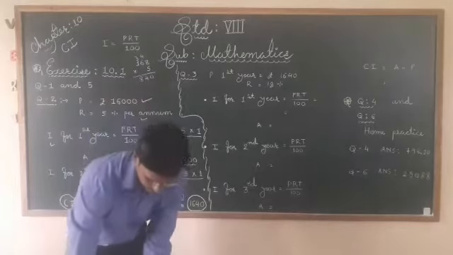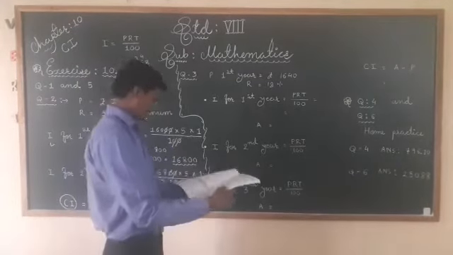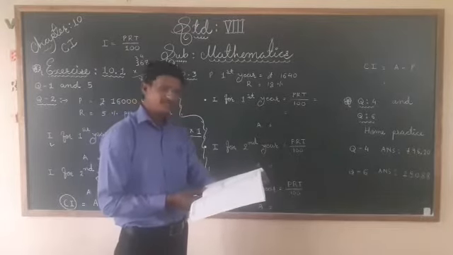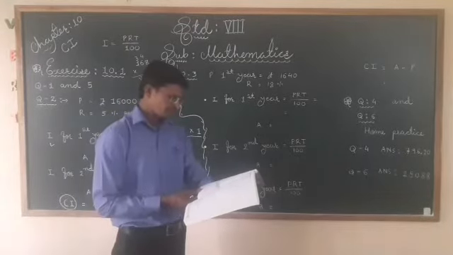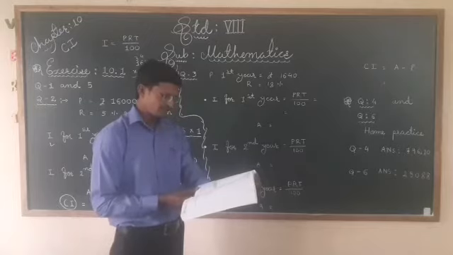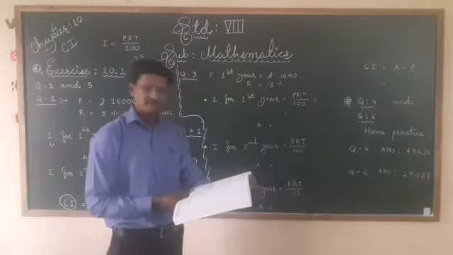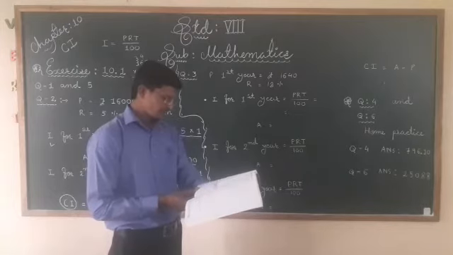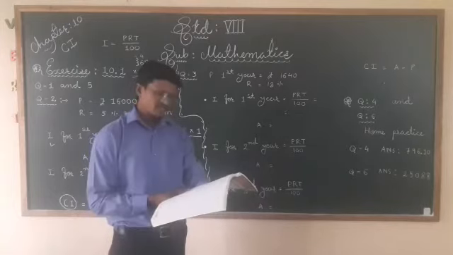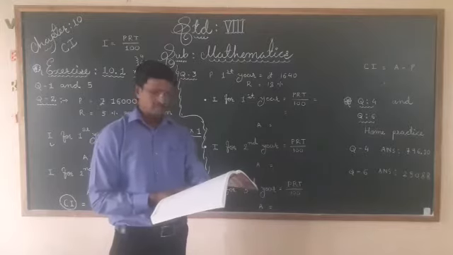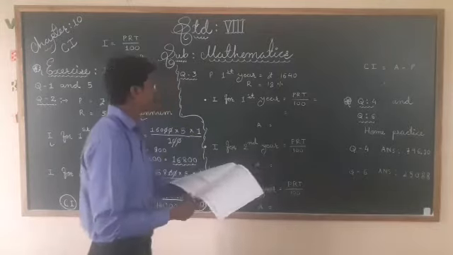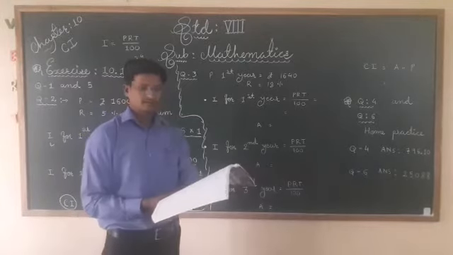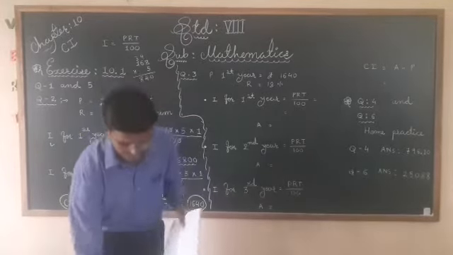Now, see question number 3. Suhail deposited a sum of rupees 8,000 at compound interest in the bank at the rate of 18% per annum for 3 years. What interest will he get after the end of the 3 years? So here we have to find the 3-year interest, and after that we will find the compound interest. So what we will do?